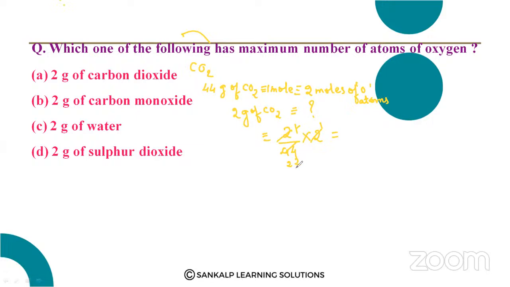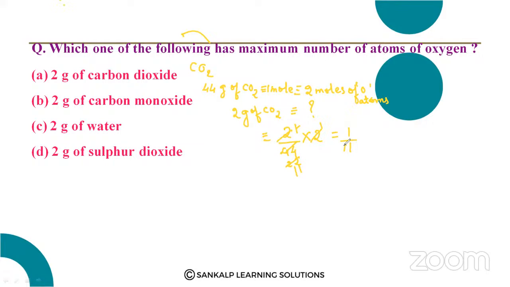Yes, try to solve this. What will be the answer? You have to find out the maximum number of atoms of oxygen present. In each case, carbon dioxide, carbon monoxide, water, sulfur dioxide, there are oxygen atoms present. So what you have to do is relate.